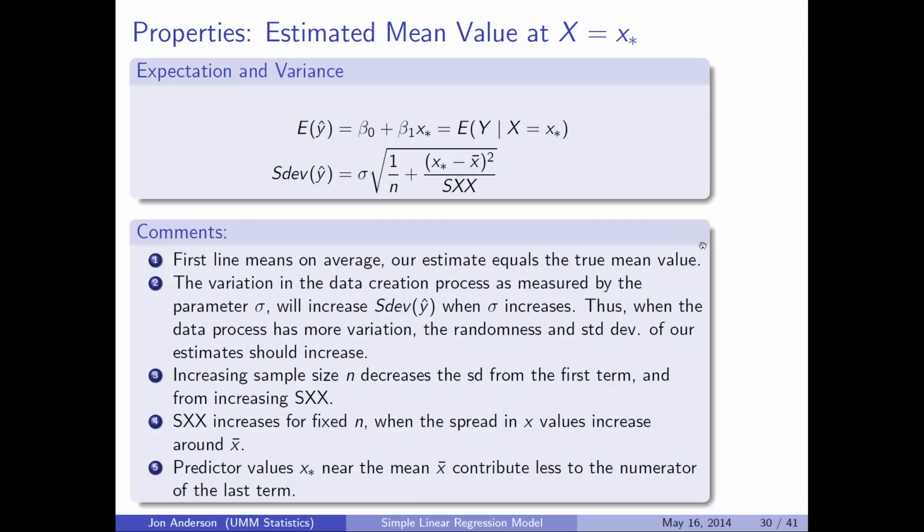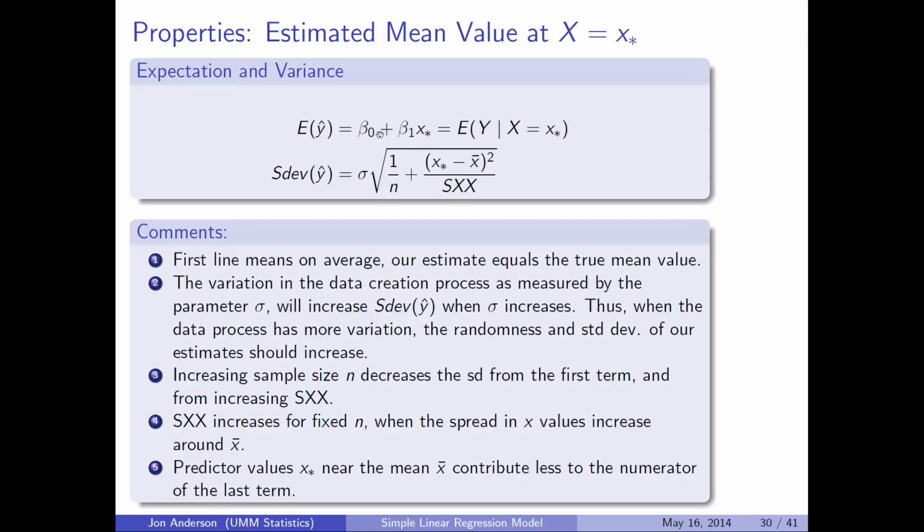So if we're interested in trying to understand the average value of y when x is x star, well, we just plug in the value of x star into our estimated equation, and on average, the estimate that we would get is the real mean function evaluated at x star. So this says, on average, what will this estimate be? Well, on average, it'll be the real mean function in the data creation system evaluated at x star.